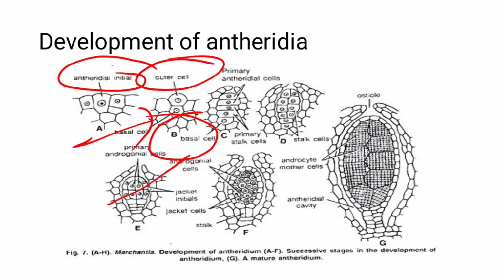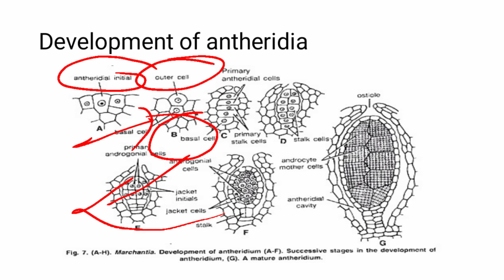The basal cell develops into the basal part of the antheridium. The outer cell now develops into the antheridium. How does it develop? First, the outer cell, not the basal cell, but the outer cell, undergoes two repeated divisions.